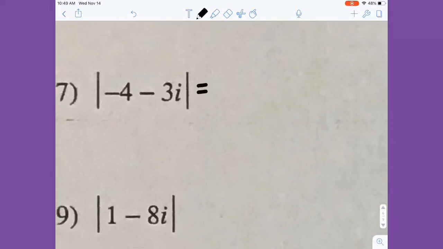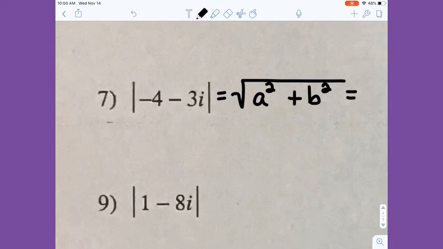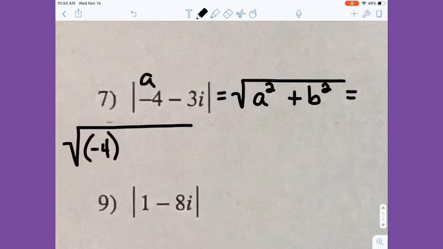What happens if we have 2 negatives for our a and b? Well, nothing's going to change. When we substitute, we're just going to use parentheses. Let's try this. So here we go. Our a is -4, so we'll go -4 squared plus our b is -3 squared.